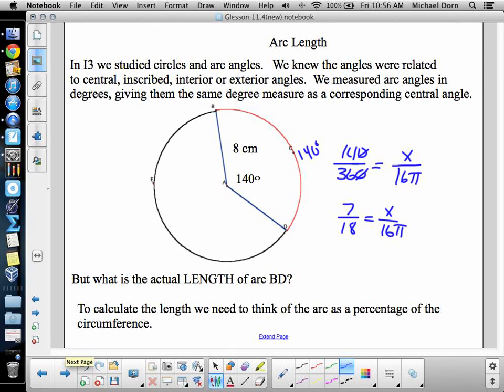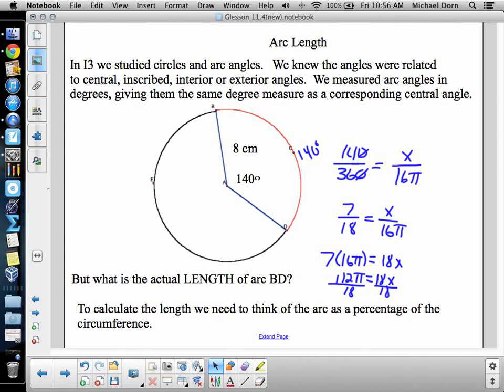And so 7 times 16 pi equals 18x. 7 times 16 is 70, plus 42 is 112 pi. Is 18x divided by 18. So 112 divided by 18 is, I don't know what that is. Okay, we aren't going to decimalize it. We're going to leave it as a fraction. We're just going to reduce it.